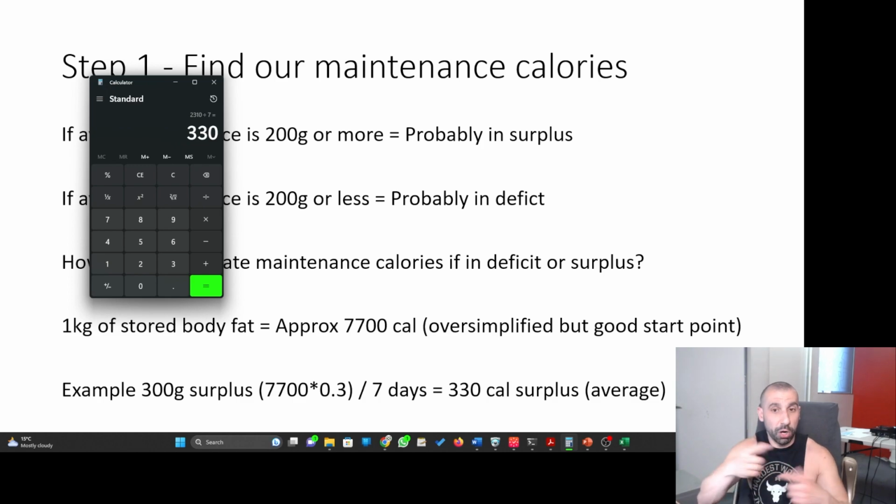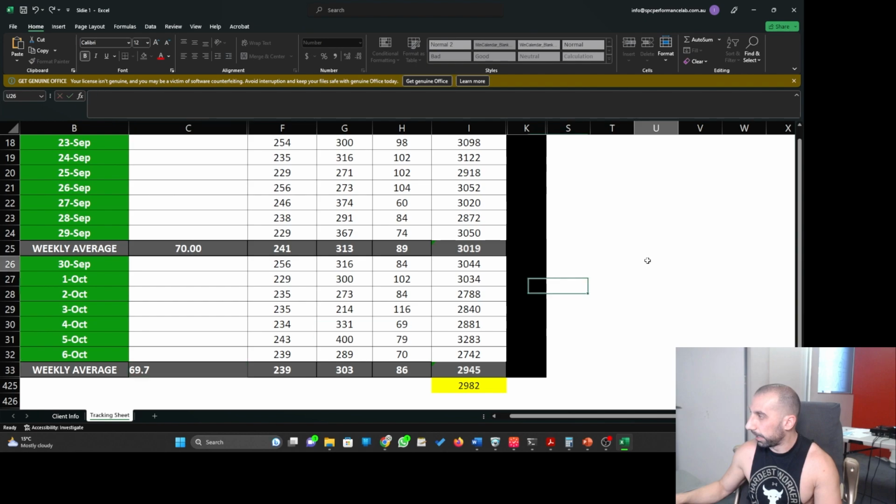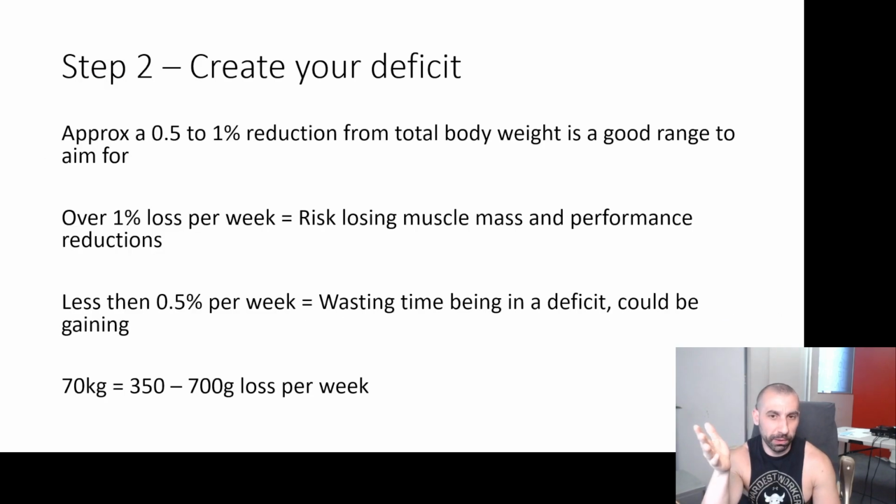Then you could just do the opposite of that if you're losing. Let's say if this person was losing 300 grams. So we did the differences, okay, was 70 kilos, but then this other week they're 69.7. So they've lost 300 grams. So we can use that same equation, okay, and then work out that they're probably in a 330 calorie deficit per day. So we have worked out what our maintenance calories is.